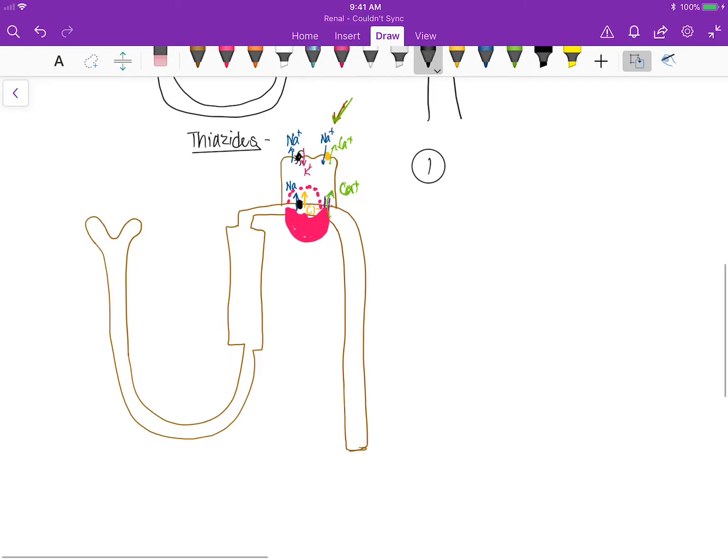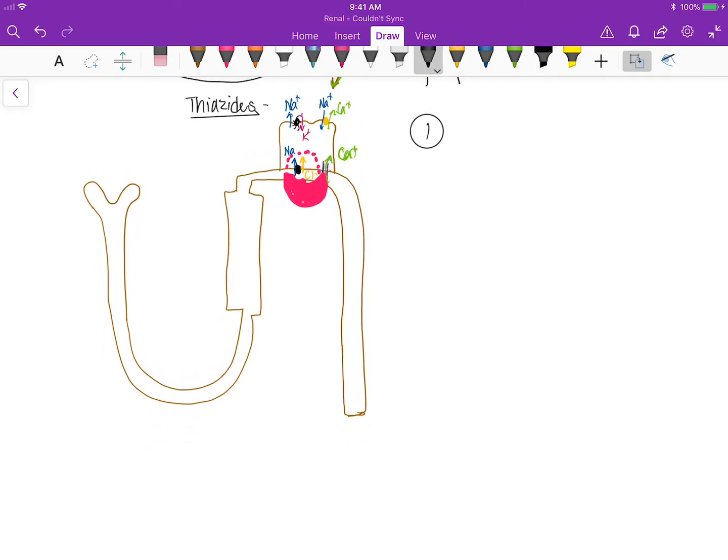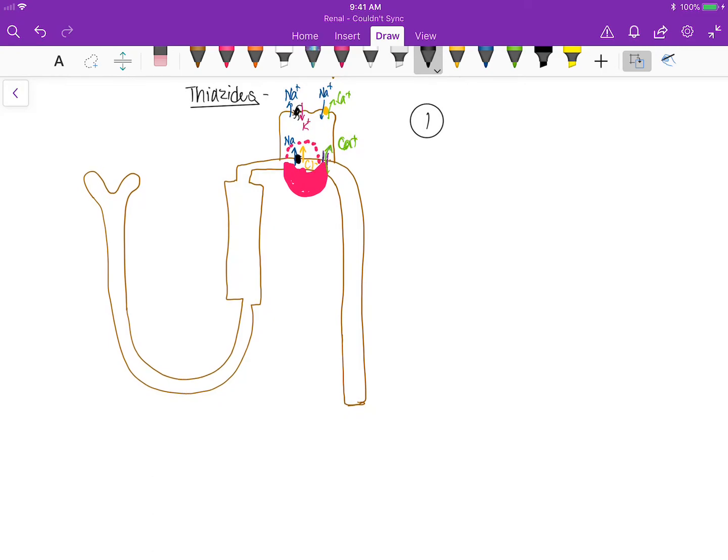So this is why thiazides are called calcium sparing, or you can say they can cause hypercalcemia. I wouldn't say they cause hypercalcemia, but they are useful for people that have kidney stone problems and so forth.